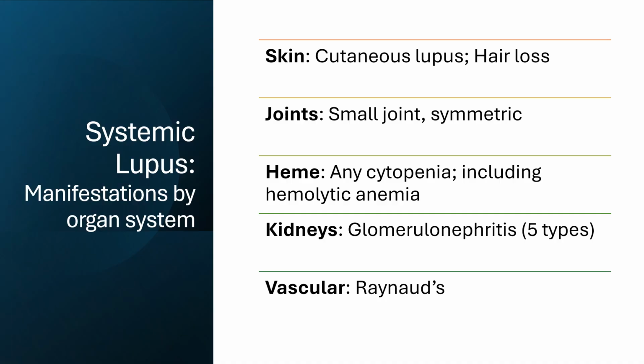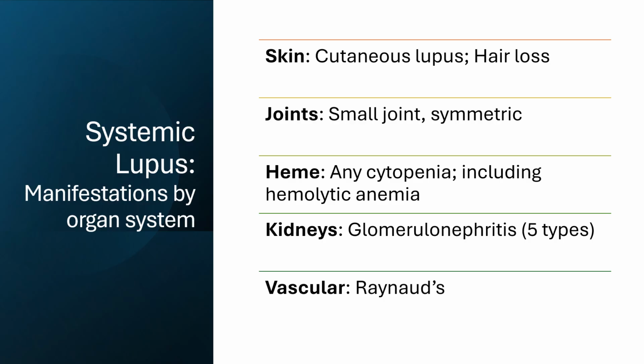Let's think about the other manifestations of systemic lupus. We already talked about cutaneous lupus. I do just want to point out that oftentimes patients can have hair loss. This can be isolated hair loss or hair loss because of scarring, such as in the case of discoid lupus. It also can be a diffuse thinning of the hair just associated with their chronic inflammation.